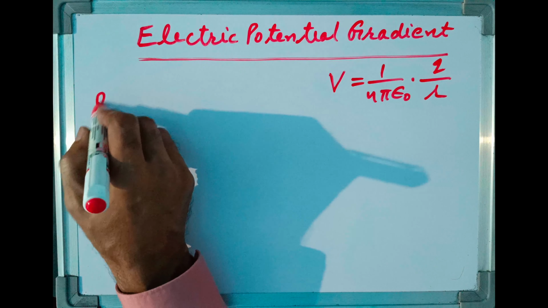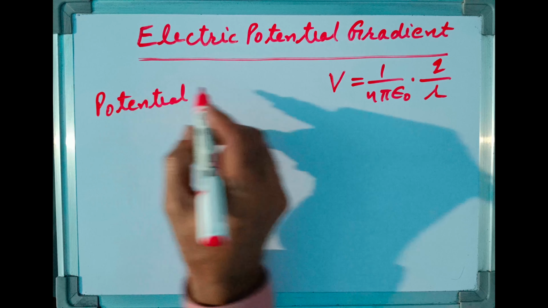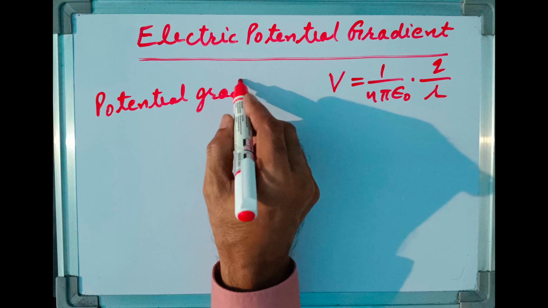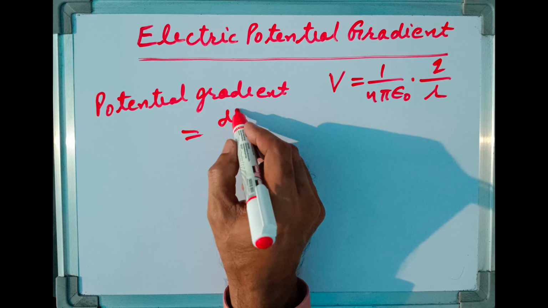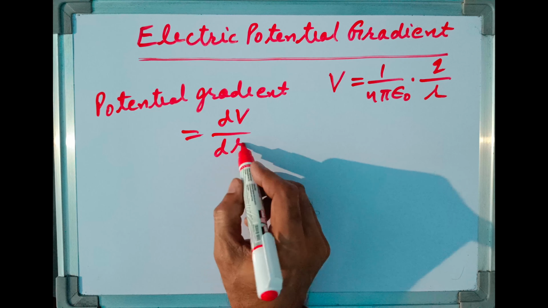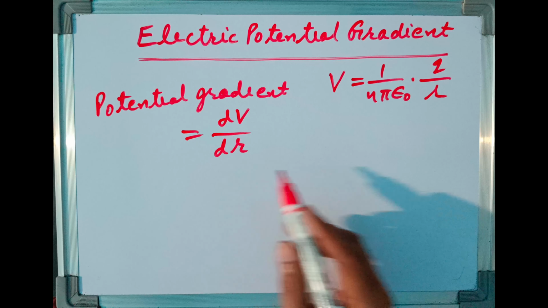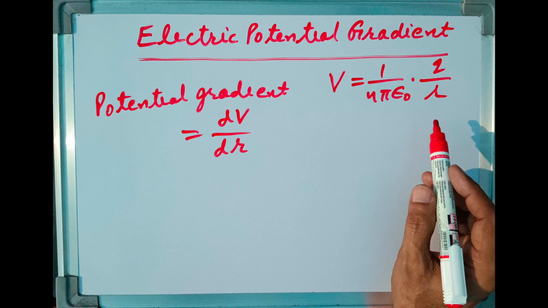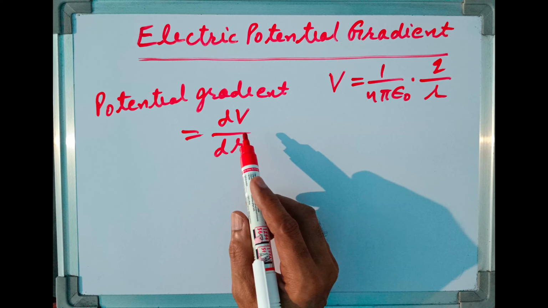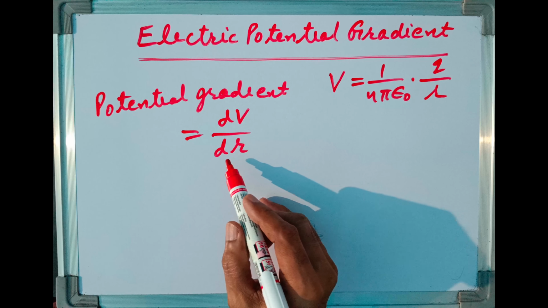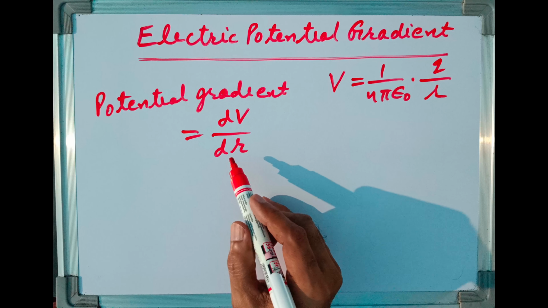So I can write the definition of potential gradient. Potential gradient can be written equal to dV over dr, that is, the derivative of potential with respect to R. R means distance of the point of observation from the source charge. So this rate of change of electric potential with respect to distance from the source charge is called potential gradient.